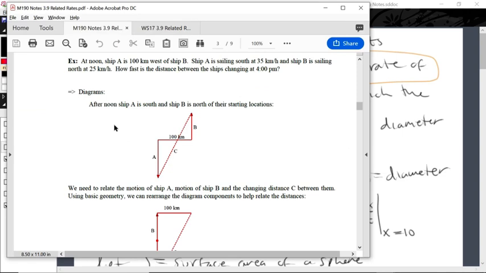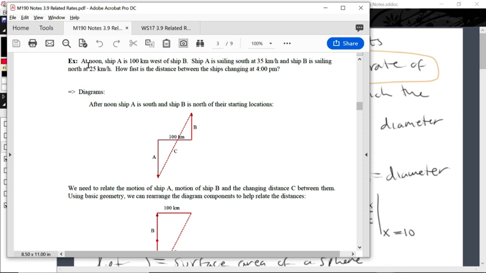The next exercise I had here was a uniform motion exercise. Given the information at noon, ship A is 100 kilometers west of ship B. Ship A is sailing south at 35 kilometers per hour, and ship B is sailing north at 25 kilometers per hour. How fast is the distance between the ships changing at 4 p.m.? I constructed a diagram for you. Let's take a close look at the diagram.